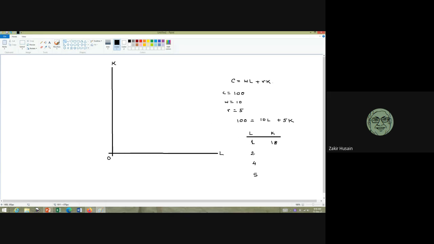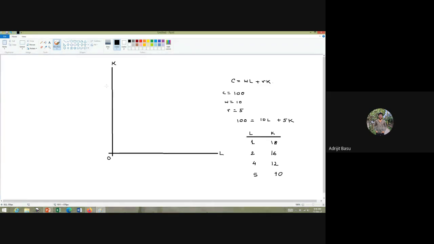Okay, so for different values of L, 2, 4, and 5, what are the corresponding values of K? 16. Okay, the next one. Sir, 12. Then sir, 10.